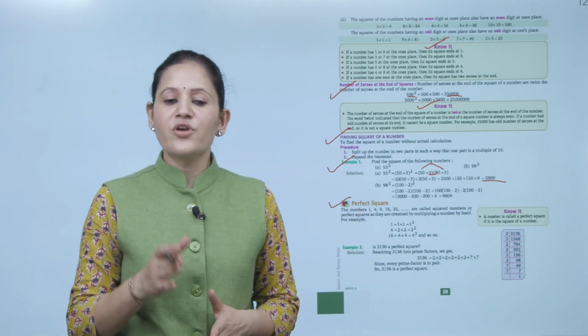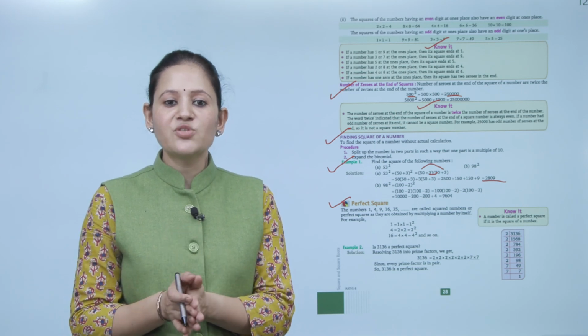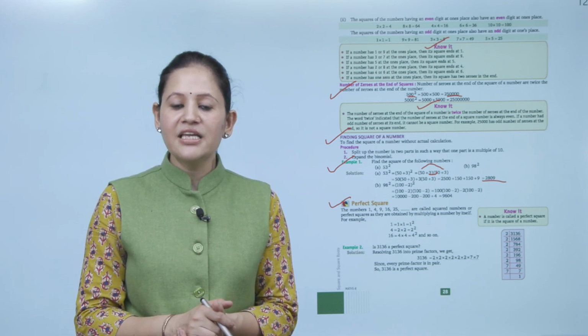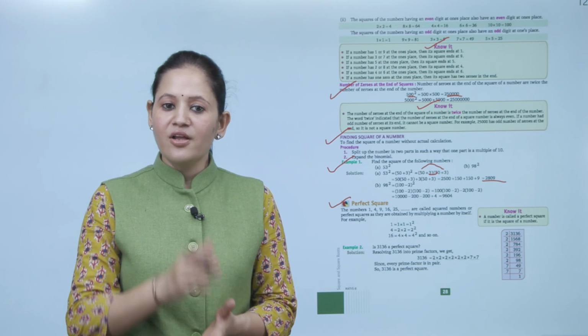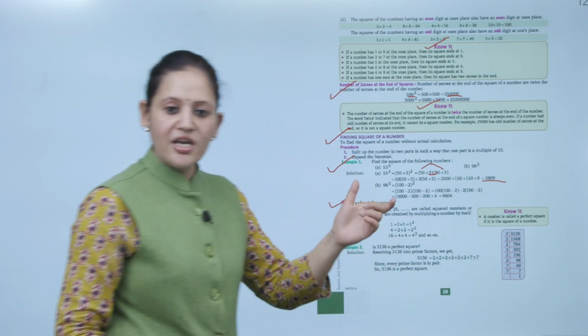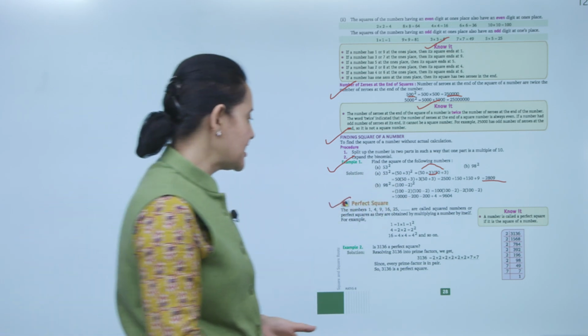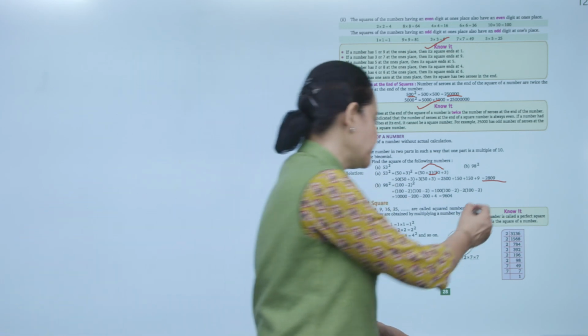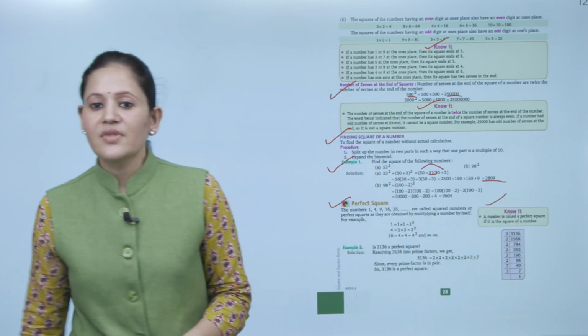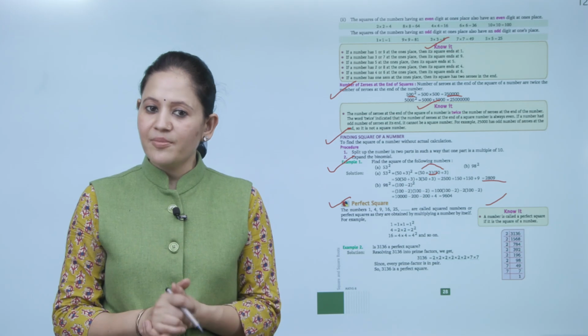The numbers 1, 4, 9, 16, 25 and so on are called square numbers or perfect squares, as they are obtained by multiplying a number by itself. For example, 1 को 1 से multiply करेंगे तो क्या आएगा, 1. So square of 1 is 1. Square of 2 is 4. Square of 4 is 16. Clear? Know it. A number is called a perfect square if it is the square of a number.